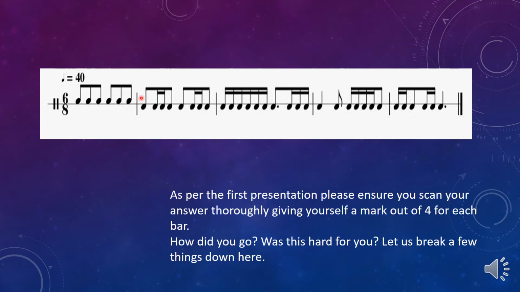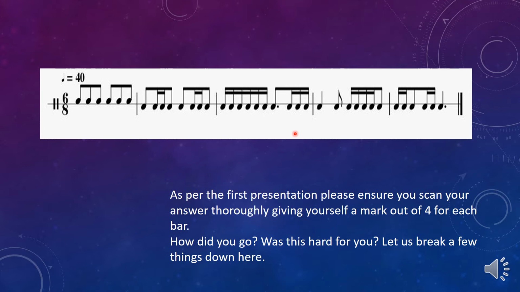Again, this is your count-in bar. That's how I've got this all set up, and this is your actual answer here. These are straightforward configurations off that 6/8 list. As per the first presentation I prepared, please ensure you scan your answer thoroughly, giving yourself a mark out of 4 for each bar. How did you go? Was this hard for you? Let us break a few things down here.